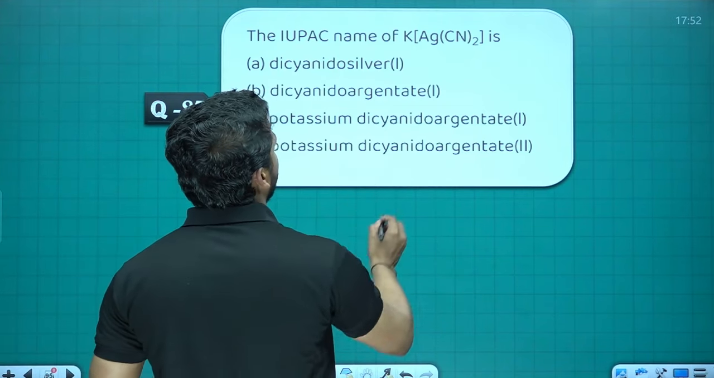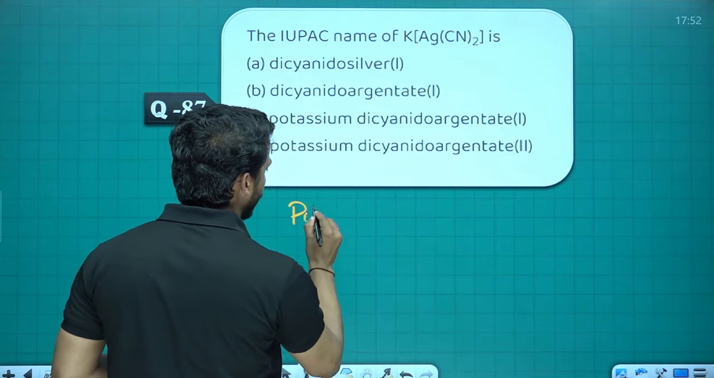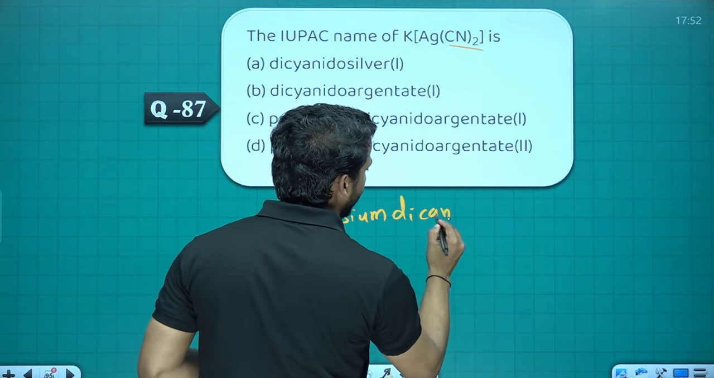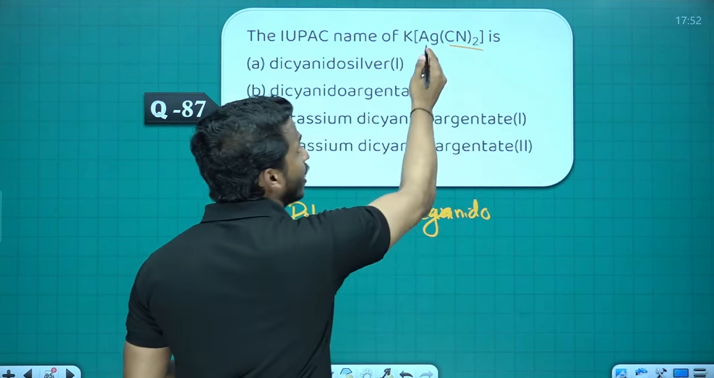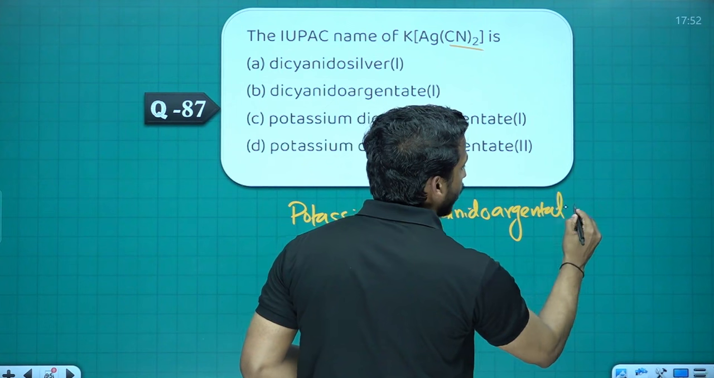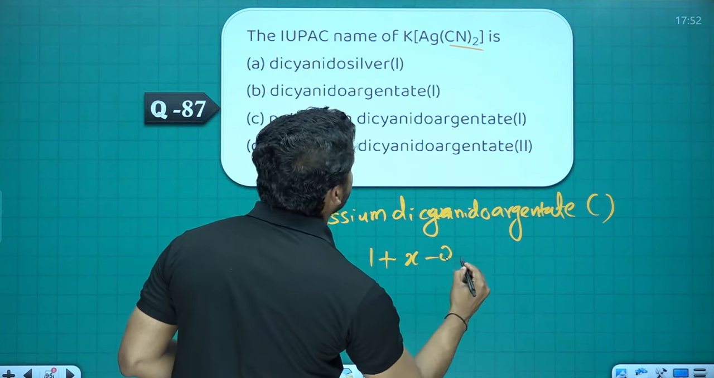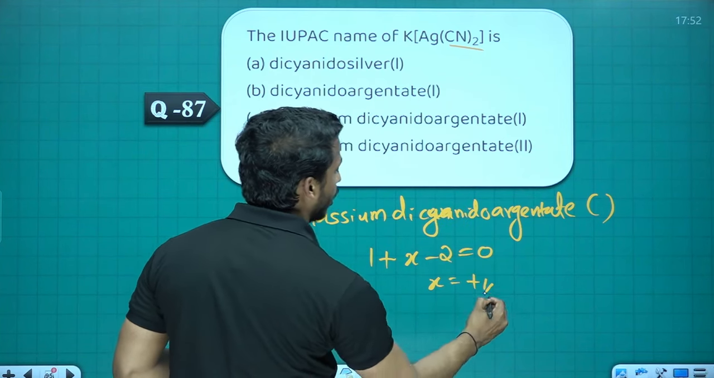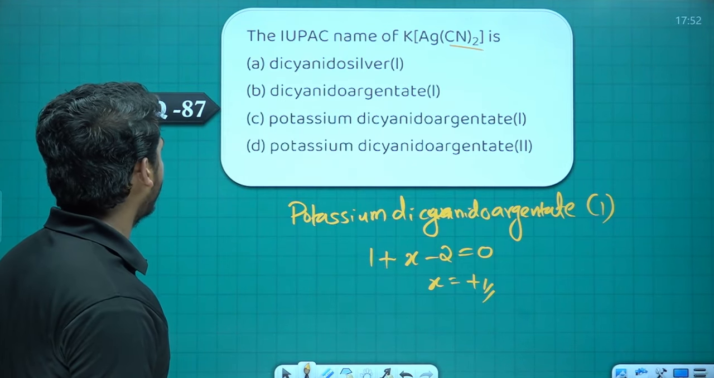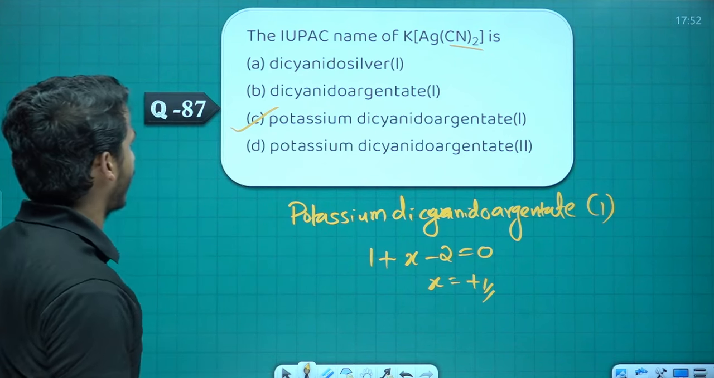What is the IUPAC name of this complex? Starting with the K, right? Starting with the potassium, okay? So potassium, cyanido, dicyanide. You know silver, when it is present in the anionic part, it's called argentate, right? Argentate. What is the oxidation state? Only 1 potassium, silver x, 2 cyanide minus 2, overall 0, x is equal to what? Plus 1, right? Where it is given, my dear, check it all. Potassium dicyanidoargentate 1, right? Option C is the correct answer.